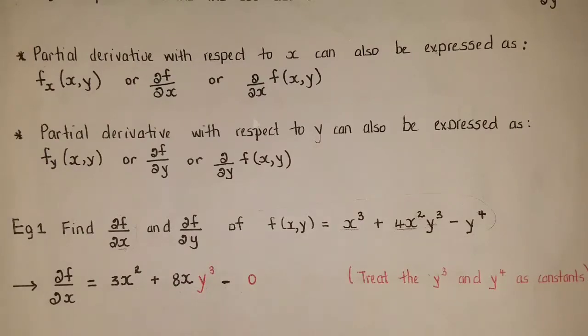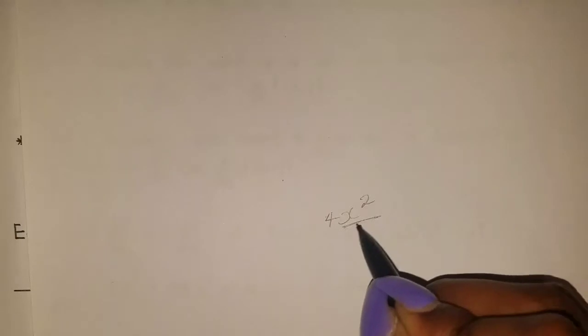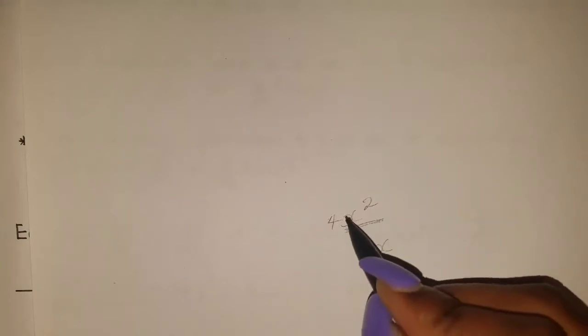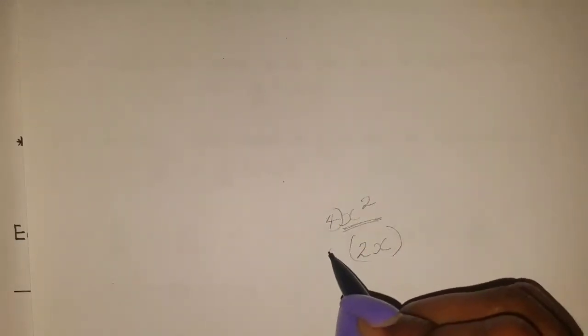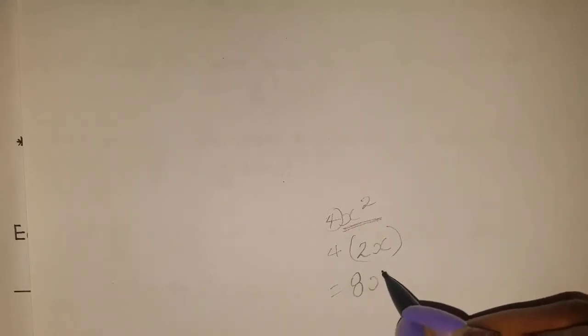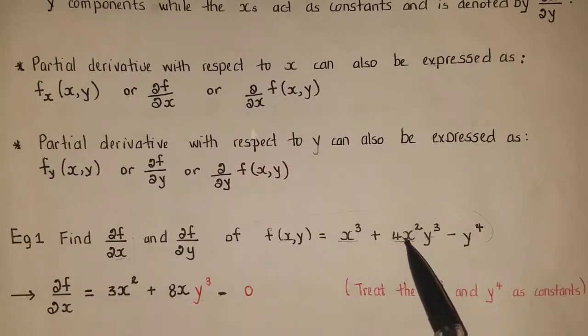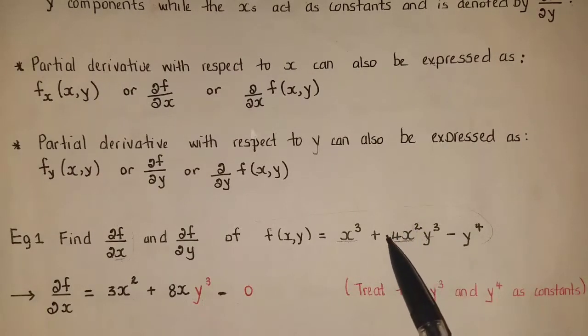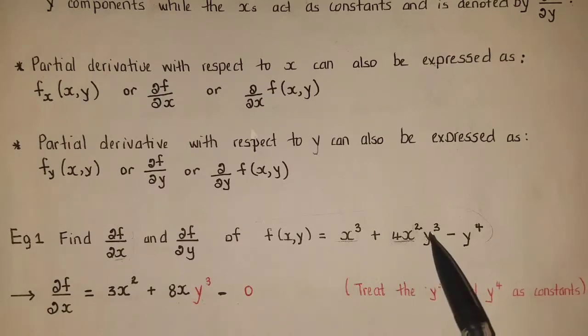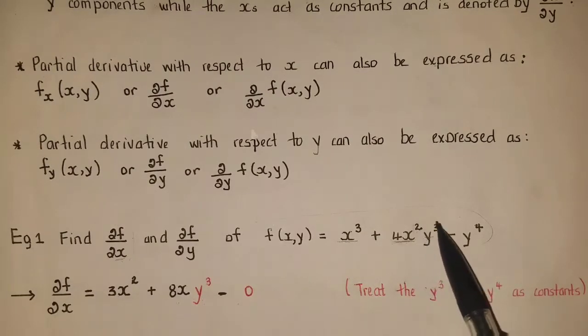Meaning, if I had given you a simple function such as just the 4x squared to differentiate, this x squared can be differentiated to give us 2x, and we will multiply by this coefficient, which is the 4, to give us the 8x, which we know. So, in the same way, this 4x squared is a variable that we will differentiate to get 8x, and we are multiplying by this coefficient y cubed.